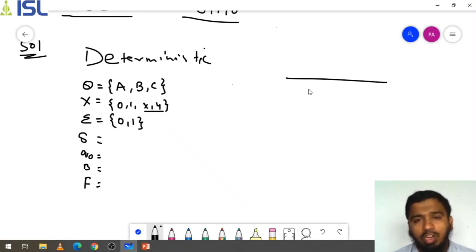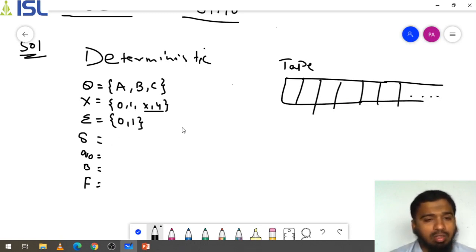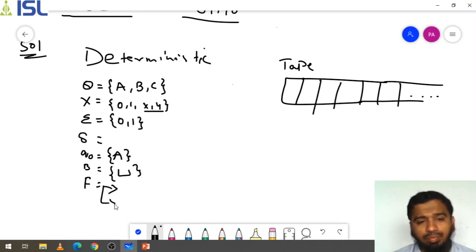So, this will be the tape, an infinite tape. Okay, delta is there, we need to solve that. What is Q0? The initial state is my A, and B is represented like this, and F is a final state.